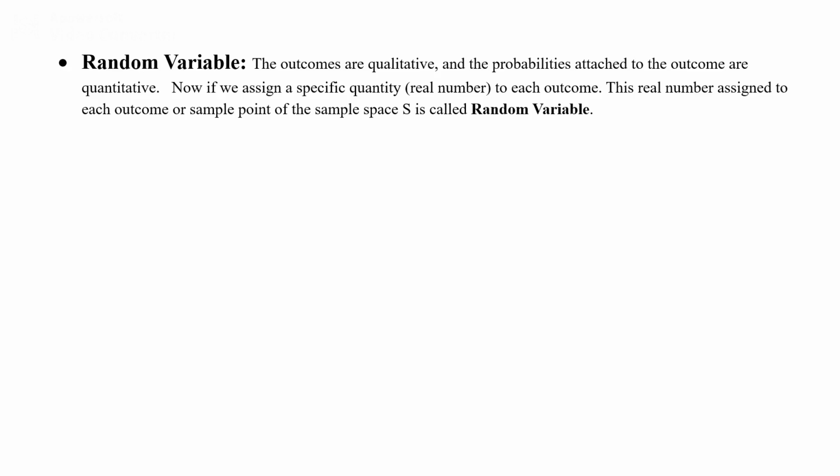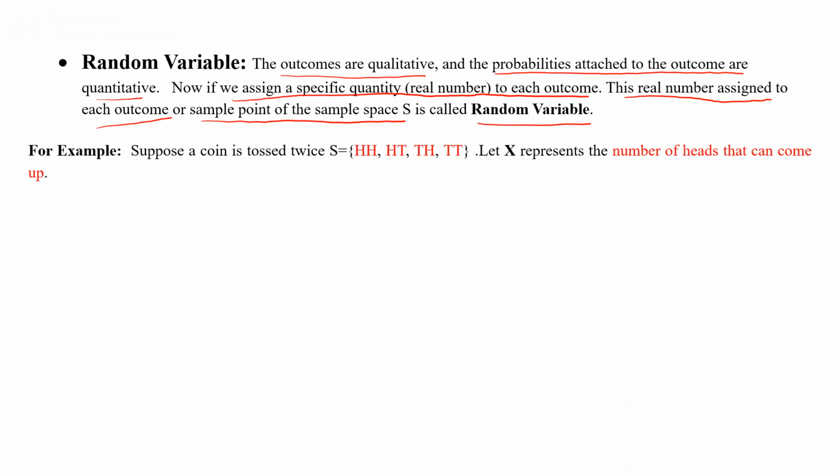Now, random variable. The outcomes are qualitative and the probabilities attached to the outcomes are quantitative. So now, if we assign a specific quantity, that's a real number, to each outcome of that sample space, then this real number assigned to each outcome, or we can say a sample point of a sample space, is called a random variable.